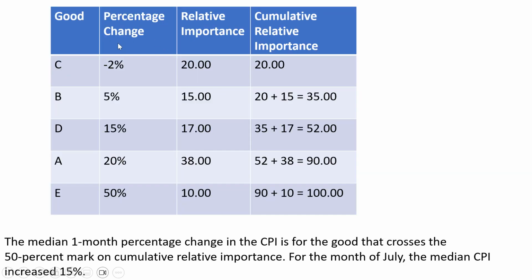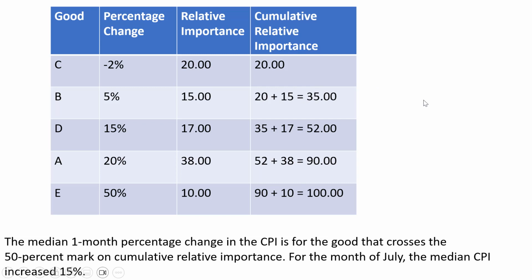All right, so after arranging our goods by the percentage change in ascending order and just carrying across our relative importance, the last column here is a cumulative relative importance. So we got 20, then 20 plus 15 is 35. This 20 plus 15 plus 17 is 52, and so on. So we just got the cumulative relative importance or weight in this last column.